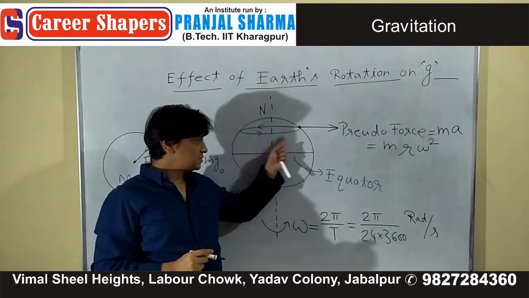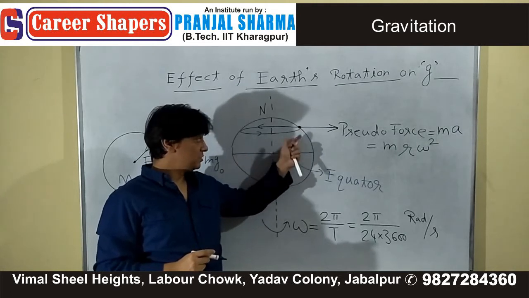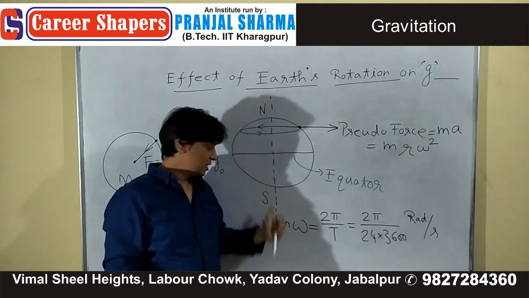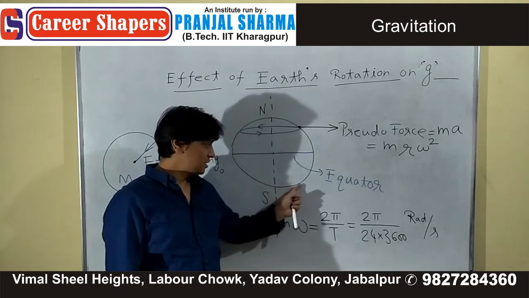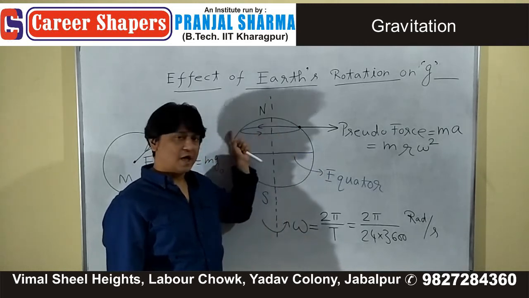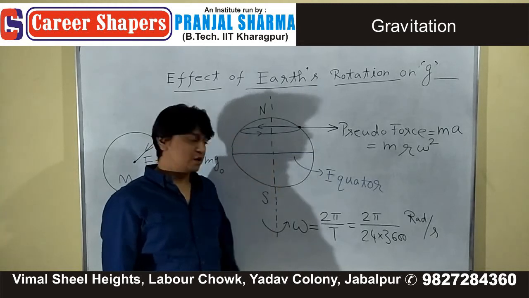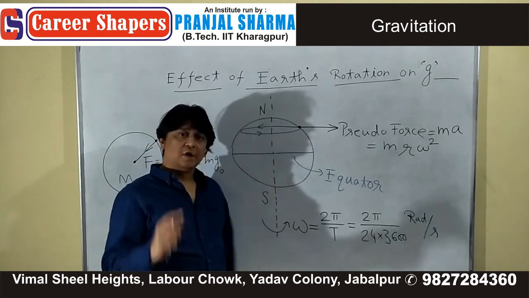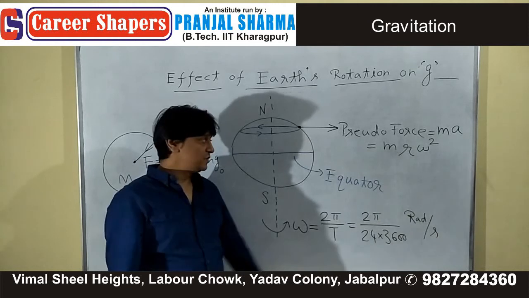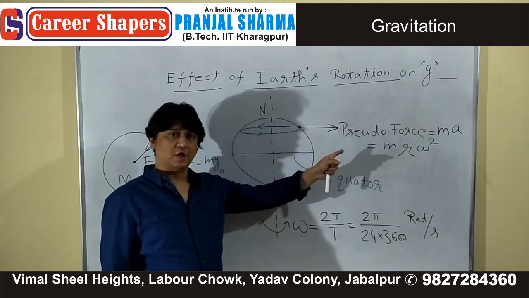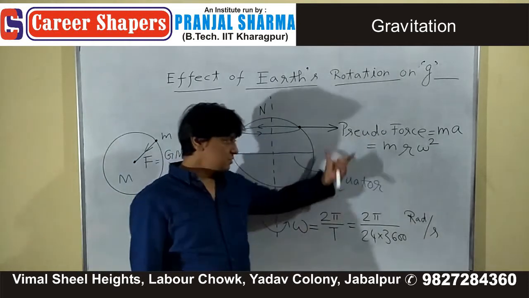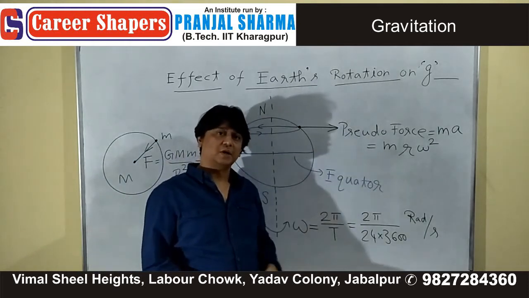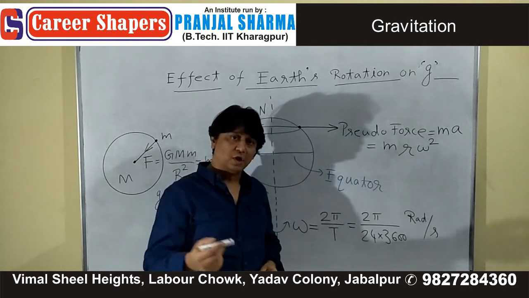Every point on the surface of this earth will have what? Same angular velocity. It doesn't matter where you are present, your angular velocity will be the same. Velocity will be different, and therefore we are not using v square upon r. We are interested in R omega square.